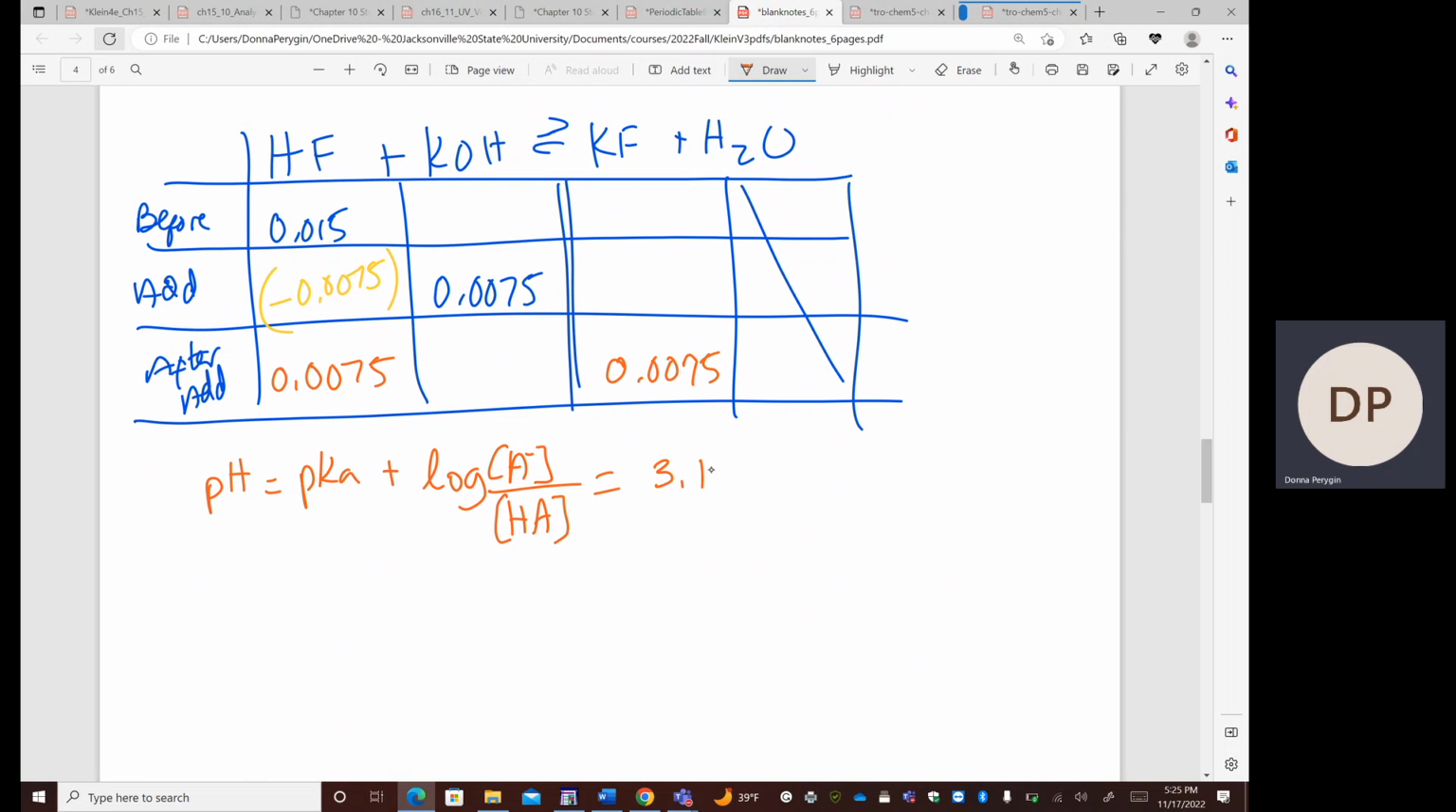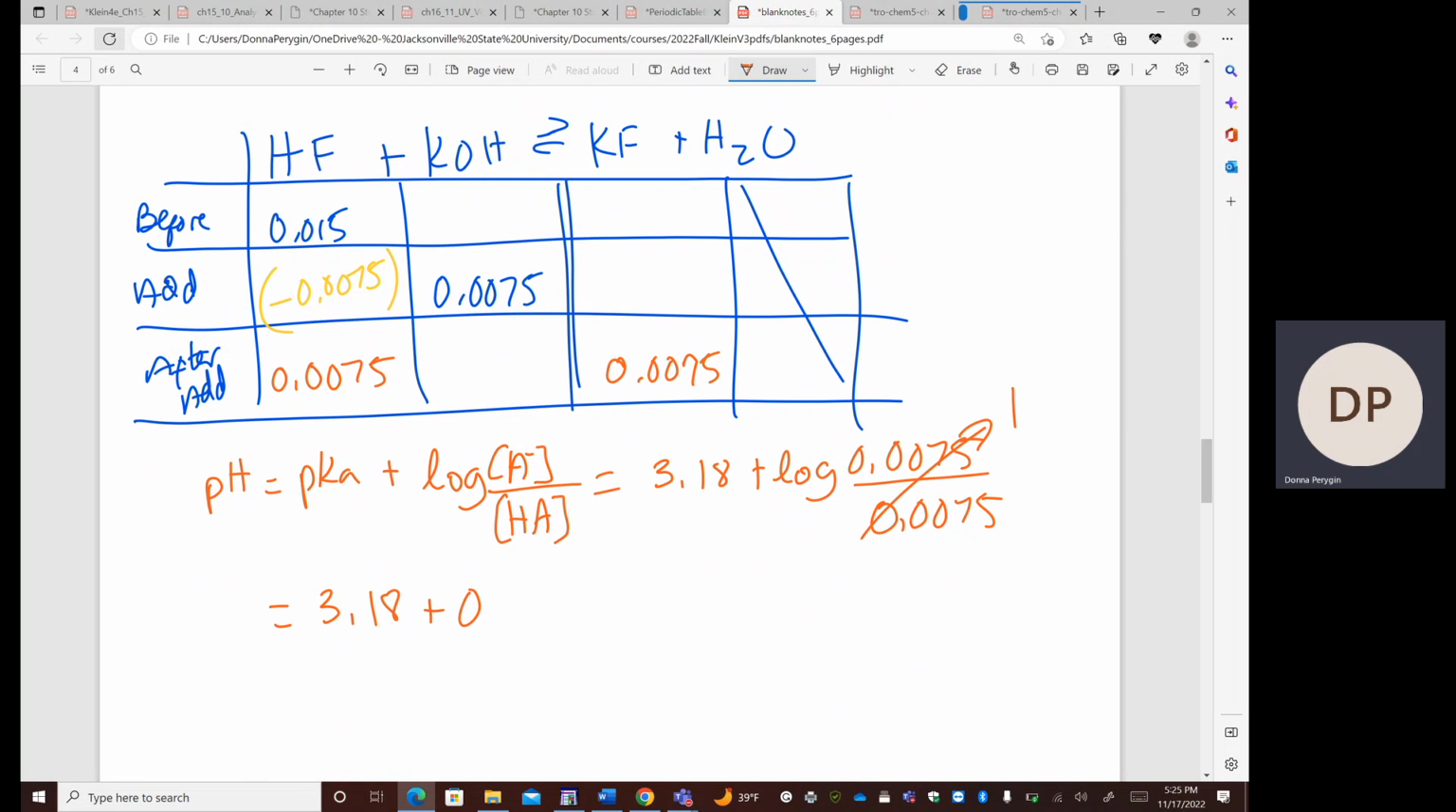So that's equal to 3.18 plus the log of 0.0075 divided by 0.0075. So the pH is equal to 3.18, okay? Because the log of 0.0075 divided by 0.0075 is what? It's 1. And the log of 1 is 0.